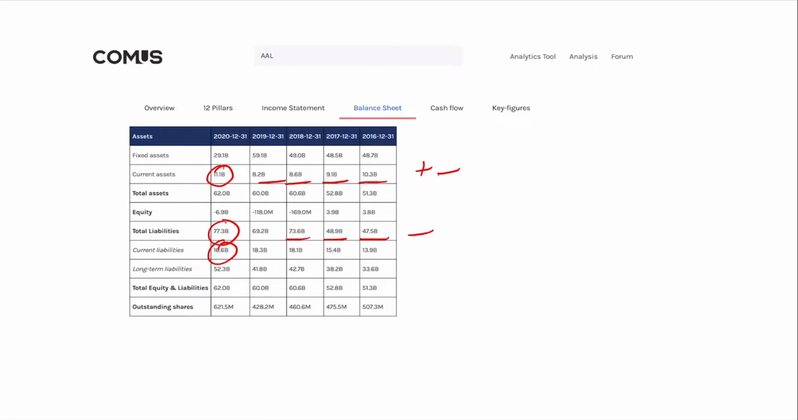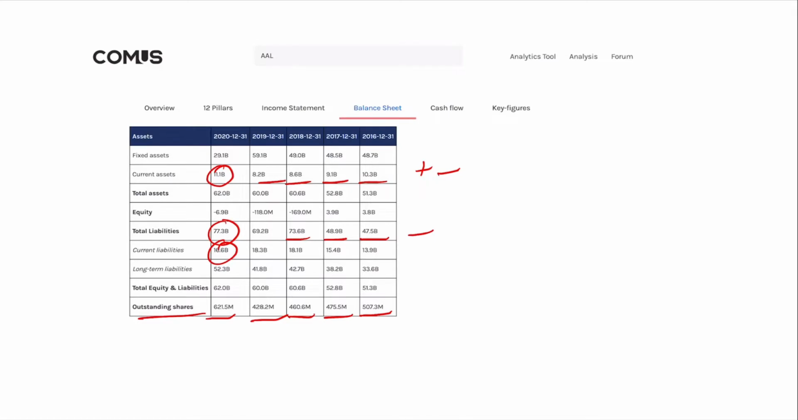Now the outstanding shares went from 507 million shares up to 621, and we did stock buyback a couple of years, then we increased due to the pandemic. We issued more shares, but overall trend, I see that they're doing a lot of buybacks, which is positive. I like it. Basically, what it tells you, when you see a company issuing more shares, is that your share of the company is decreasing.